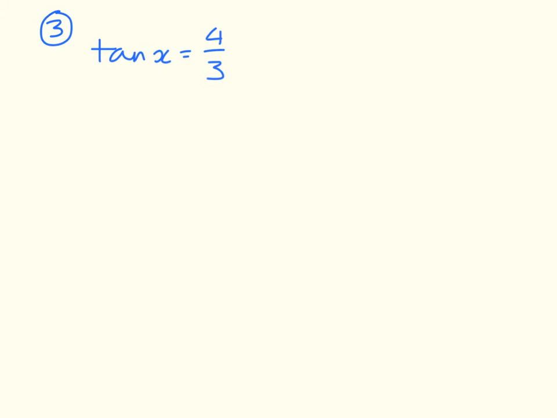Question 3, we have tan x equals 4 over 3. So we need a little right angle triangle. There's your x, 4 over 3. Pythagoras will tell you the length of this side here. So you can do a little bit of work on that.